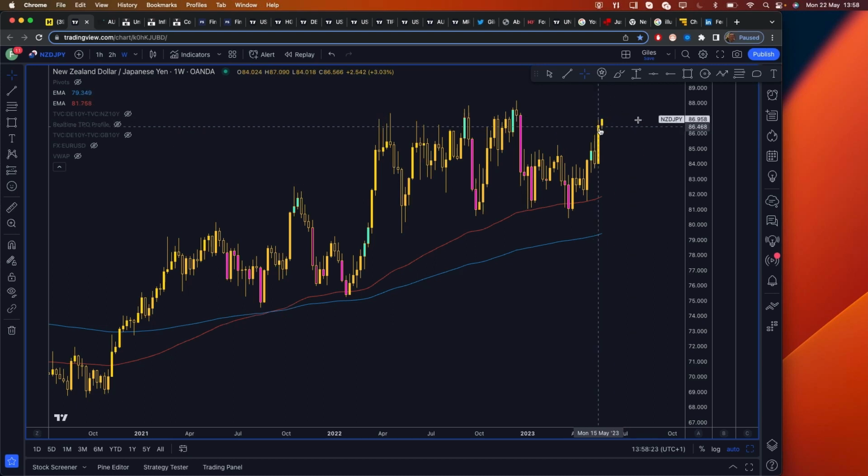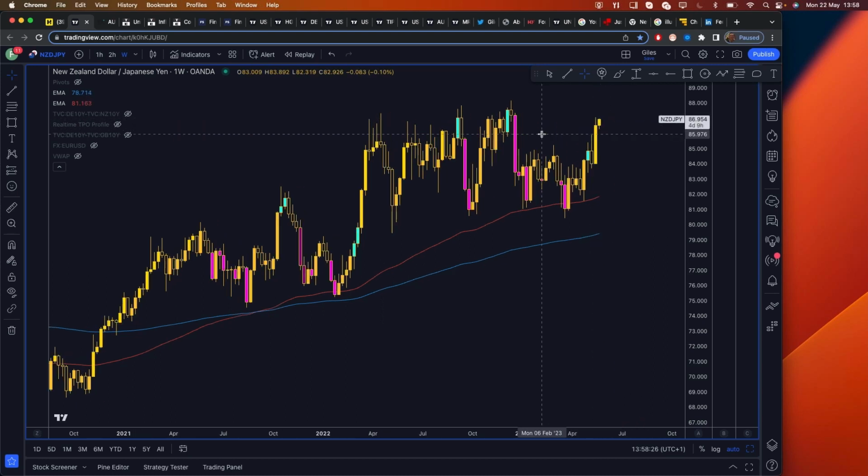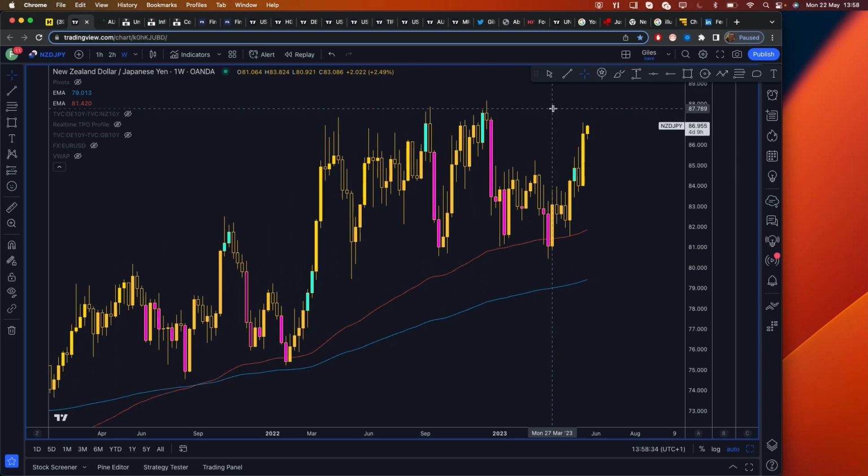Now, RBNZ meet on Wednesday, so this is the thing to look at. If yields are still rising and the RBNZ are more hawkish, then look for a breakout of 87, 88. That's what I would do. But if the yields start falling, you'd expect the yen to strengthen, and if it's risk-off markets, then you'd expect this to go flat. And also the New Zealand dollar is a risk-on currency. So if markets turn risk-off, you'd expect the New Zealand dollar yen to fall lower.